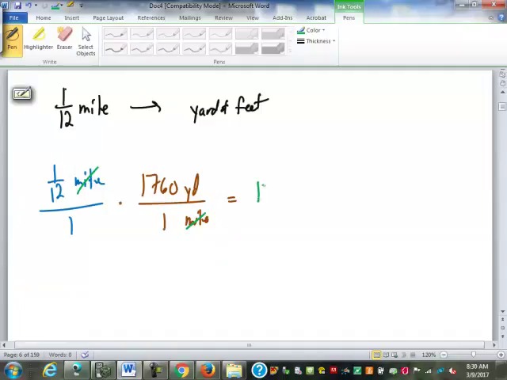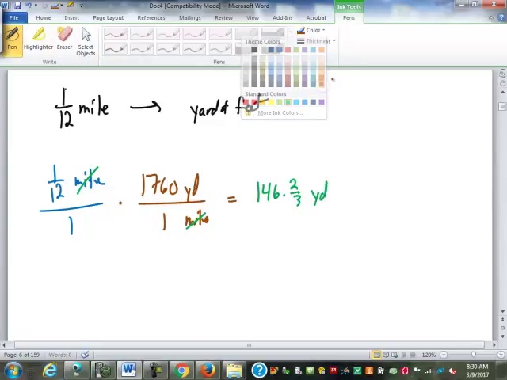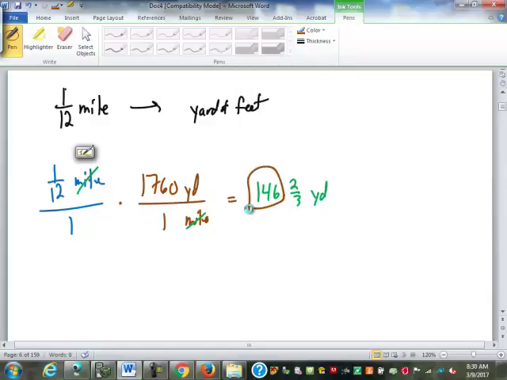146.667. We're going to put it this way, 146 and 2/3 yards. So it is 146 yards, and the 2/3, yeah. Because there's 3 feet in a yard, 2/3 of a yard is 2 feet.